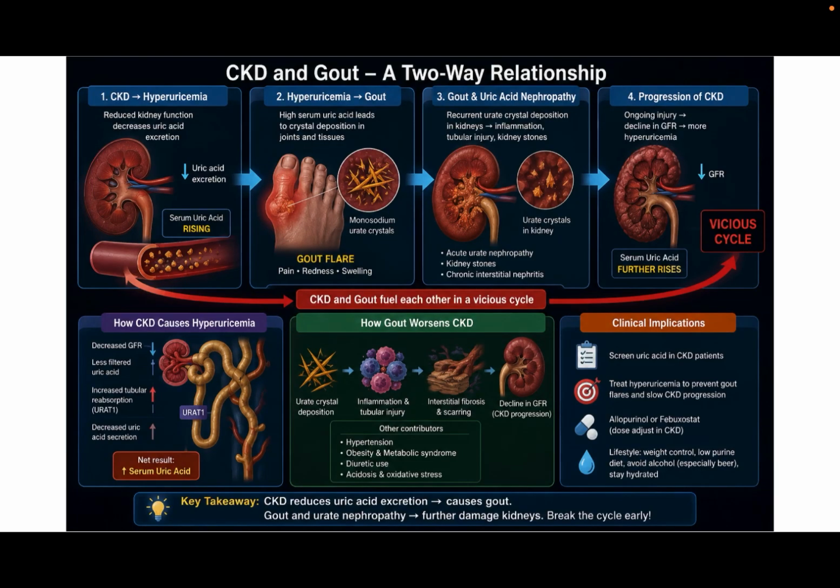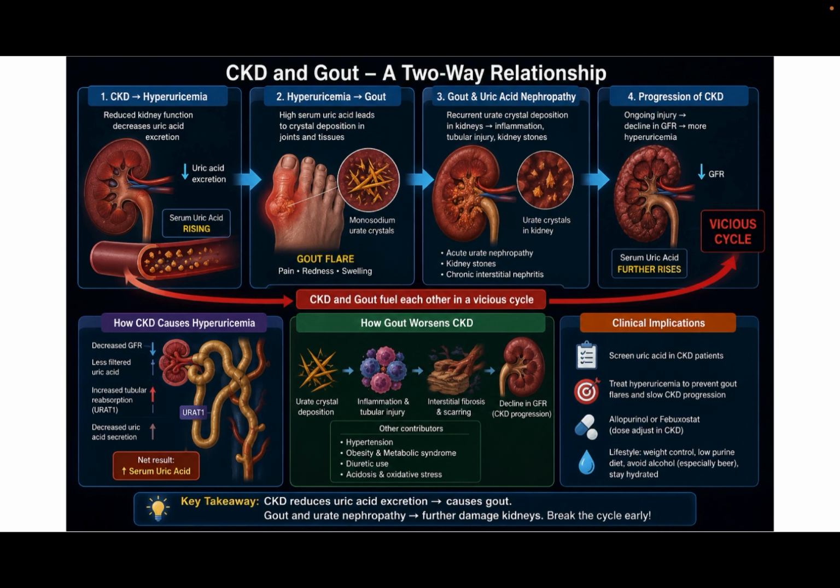In this video, we are going to learn about CKD and gout. There is a bidirectional, or two-way, relationship between CKD and gout. It means CKD can lead to gout, and gout can lead to CKD. Normally, about two-thirds of the uric acid from the body is excreted through the kidney.